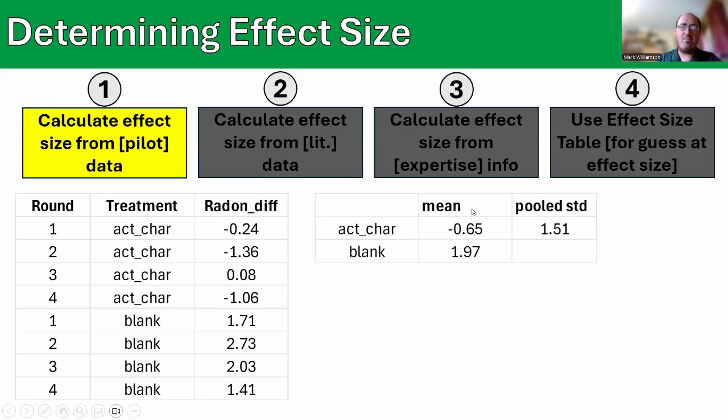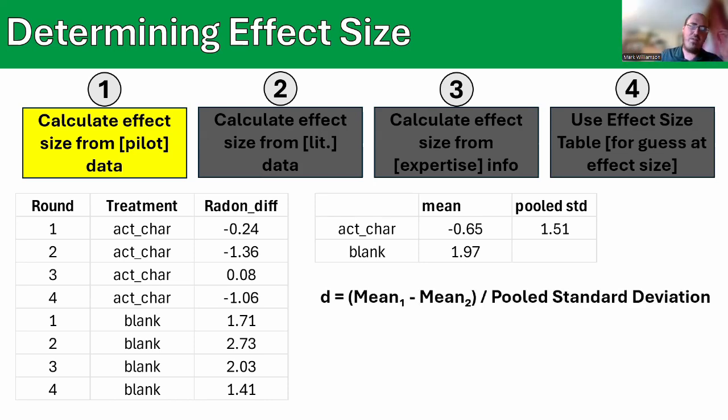But then I can get my means and my pooled standard deviation to run a power analysis for a 2-sample t-test, which again, with a 2-sample t-test, you have 2 groups, like a control and a treatment, and you're looking at the difference in means. And thankfully, effect size for a t-test is fairly simple. Cohen's d is just the difference in means over the pooled standard deviation.